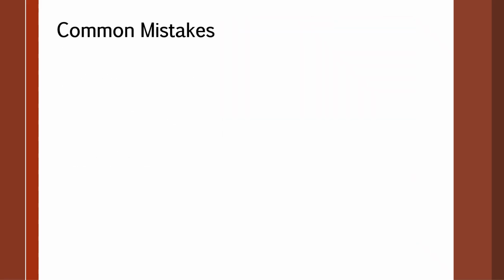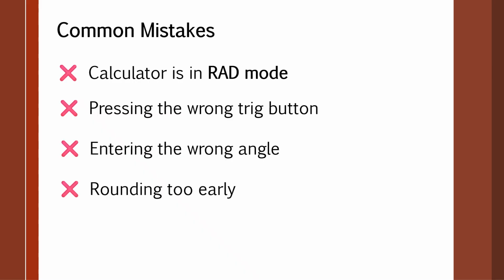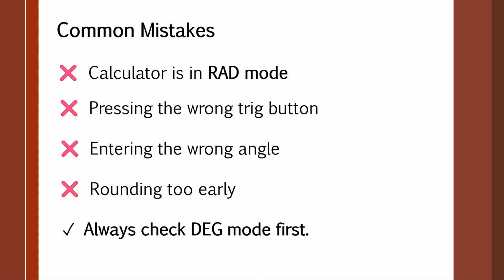Before we finish, here are some common mistakes to avoid. Make sure your calculator is not in RAD mode when working with angles in degrees. Check that you are pressing the correct trigonometric button, sine, cosine, or tangent. Also, make sure you enter the correct angle. And don't round your answer too early. Remember, always check DEG mode first.